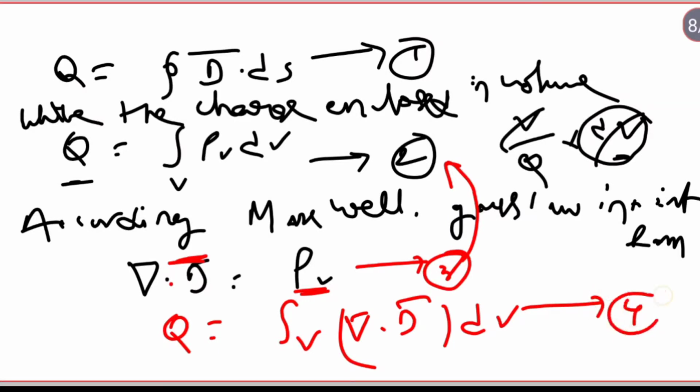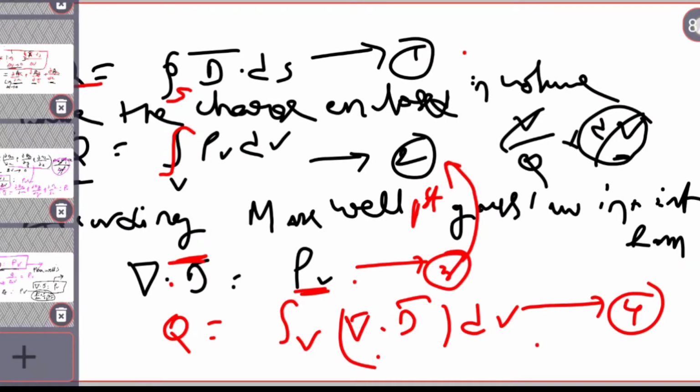The first equation is from Gauss law, q equal to surface integral D dot ds. The charge enclosed in a total volume, q, can also be written in terms of volume charge density as volume integral rho v dv. Make it equation number 2. According to Maxwell's first law, or Gauss law in point form, we already derived del dot D equal to rho v. Make it equation 3. Now substitute this in equation 2: q equals volume integral of del dot D bar dv. Make it equation number 4.